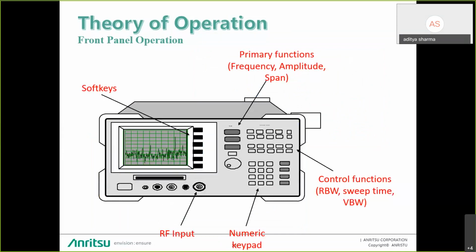This is how the front panel of a spectrum analyzer looks. We have the display, and soft keys whose function changes with respect to the primary function. We have primary functions to set, for example, frequency, amplitude, and span. Then we have control functions to change the RBW, VBW, or sweep time, a numerical pad to enter the numbers, and then there is an RF input where the input has to be given through a cable or by directly connecting an antenna or something like that, right?